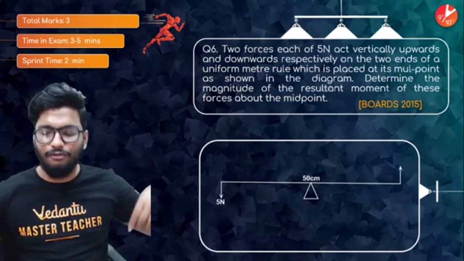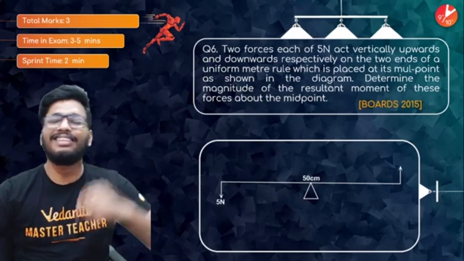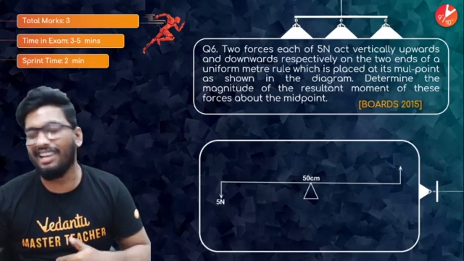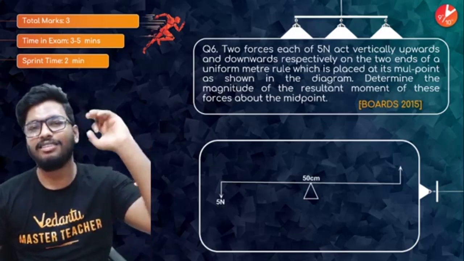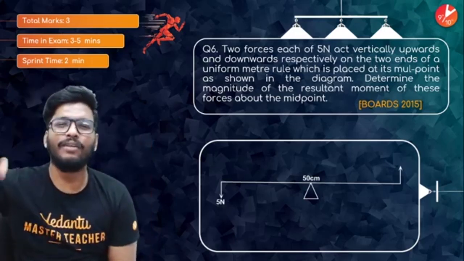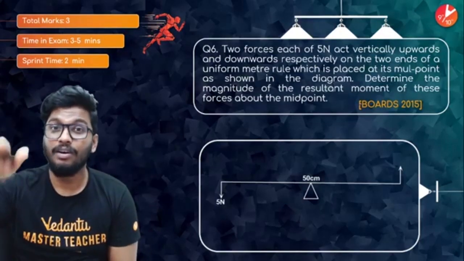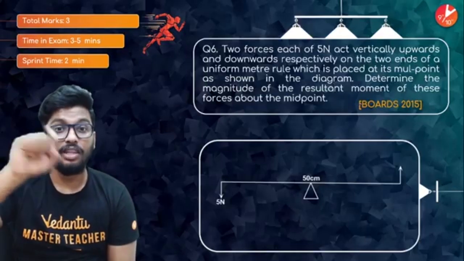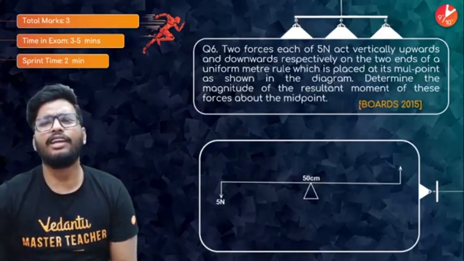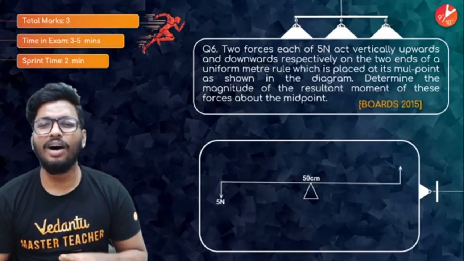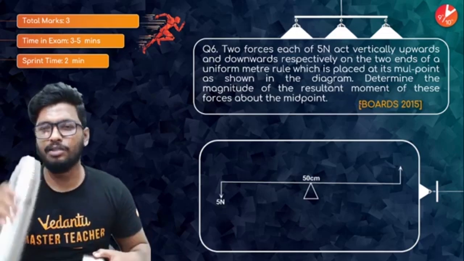Sixth question, 2015 board exam, 3-mark question. So now we are taking it up a notch. A 3-mark question, 3 to 5 minutes, but here we're going to solve it in 2 minutes. The question is this. Read the question carefully, pause the video if you have to. Two forces, each of 5 Newton, act vertically upwards and downwards respectively.